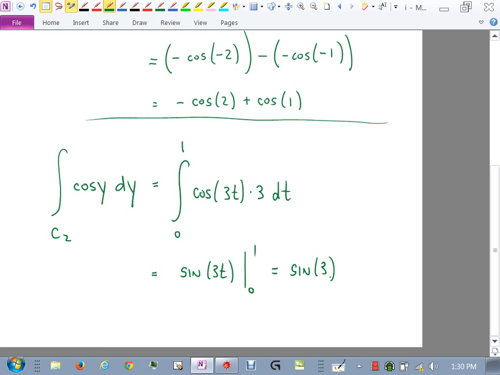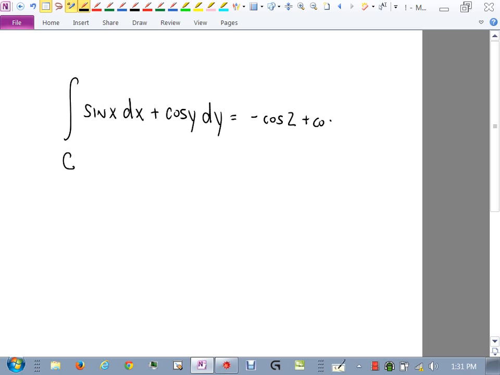Questions? So what we have is our final answer. The line integral over the entire thing, sine x dx plus cosine y dy, was equal to, well, we had zeros from when we went over the circle, right? Top part of the circle, we got zeros for all that. Then we got, what was it, negative cosine 2 plus cosine 1 plus sine 3. Was that it? Okay. That's it.